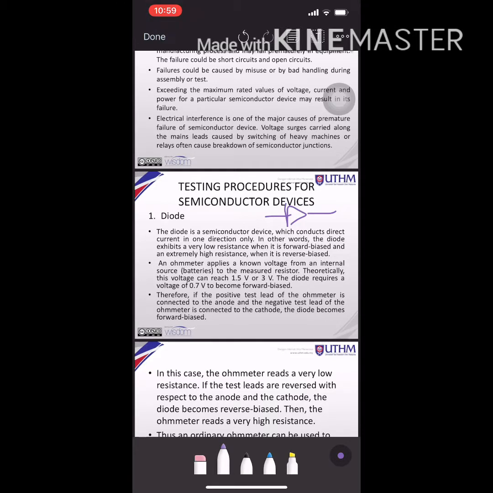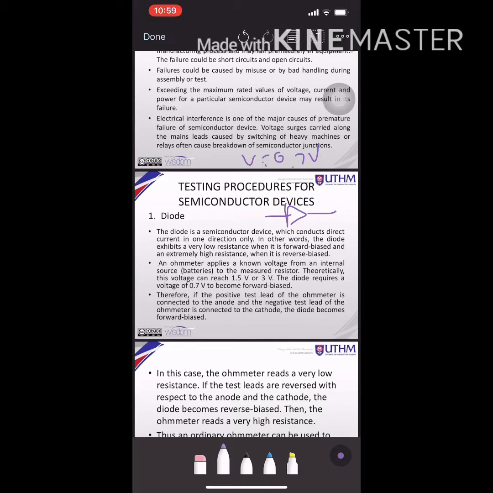Okay, so what is the minimum voltage of a diode to be operated? For normal diode, usually we need minimum voltage 0.7 volt for diode to be operated. Alright, so apa ini diode? Diode ini adalah satu device of semiconductor which conducts direct current in one direction only. So it can be in the forward bias or in the reverse bias.